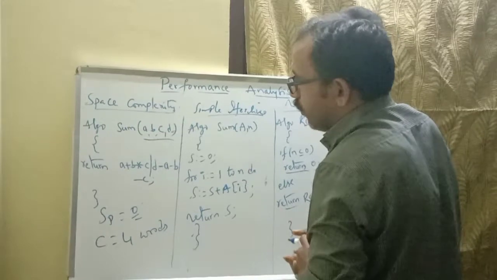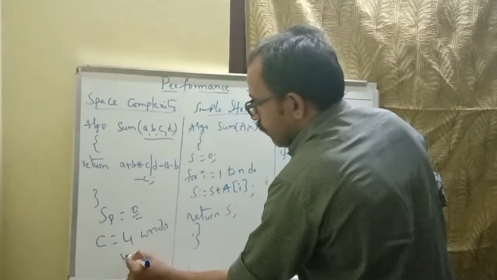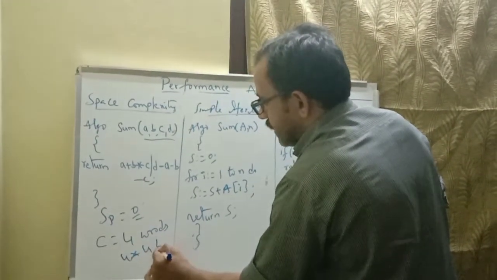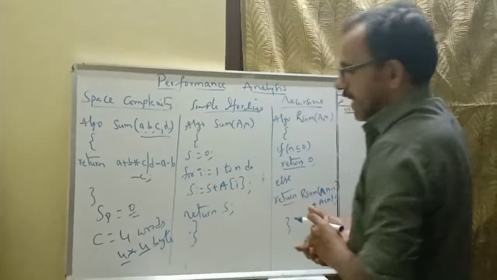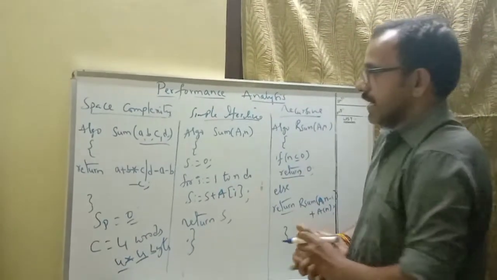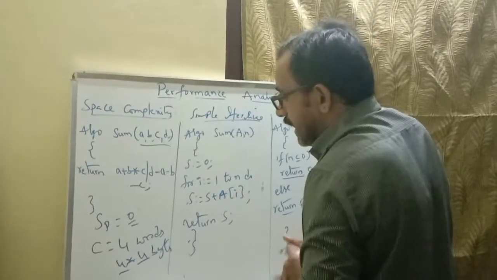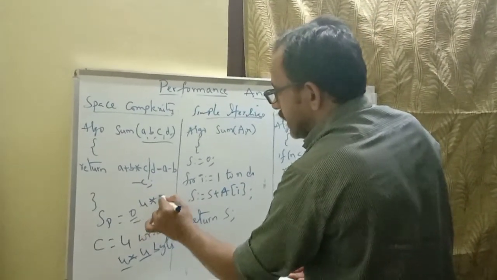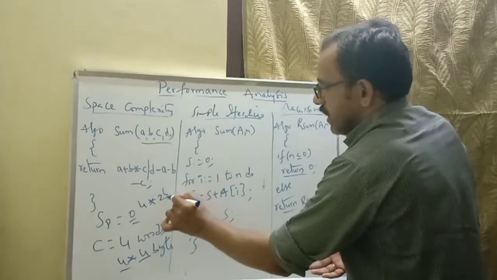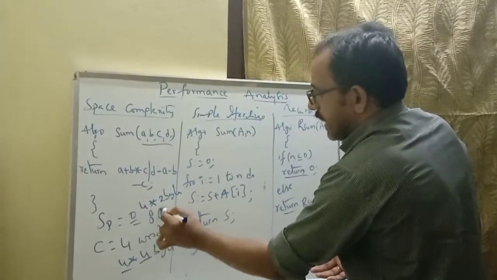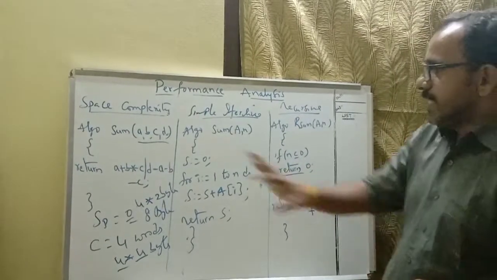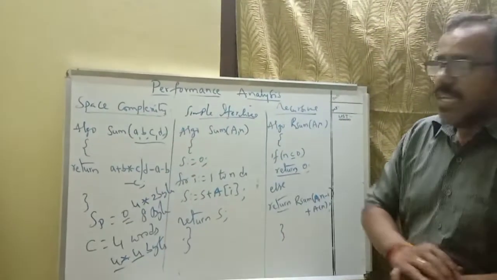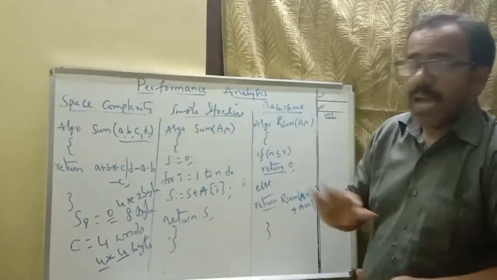Suppose A, B, C, D are float. Then 4 into 4 bytes are allocated, because 4 variables are there and each variable requires 4 bytes. Then 4 into 4, 16 bytes are allocated. Suppose A, B, C, D are of type integer, then 4 into the integer size of 2 bytes. Then 4 into 2, 8 bytes are allocated to this particular program, because there is no instance playing here. Only simple variables are there. Those simple variables require constant space.